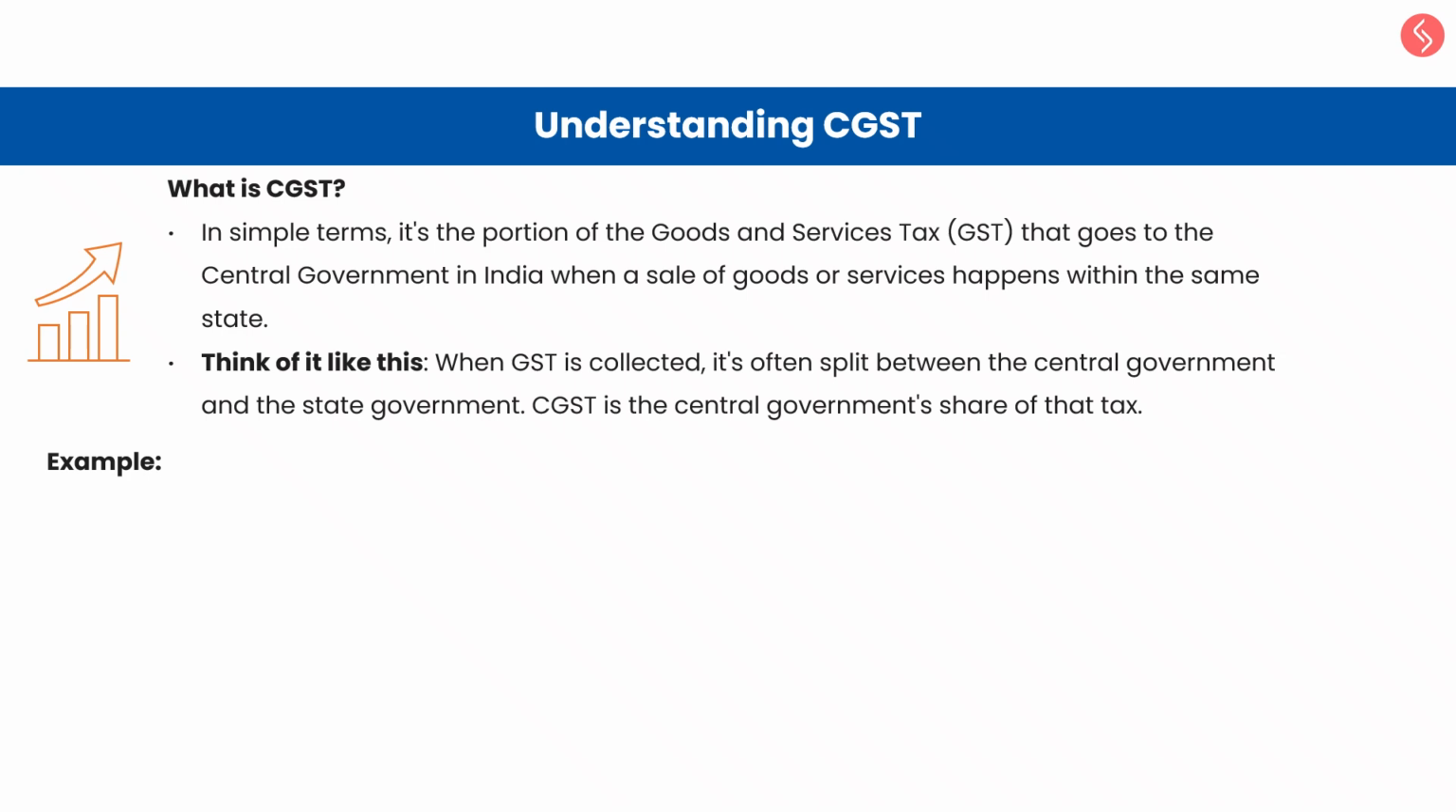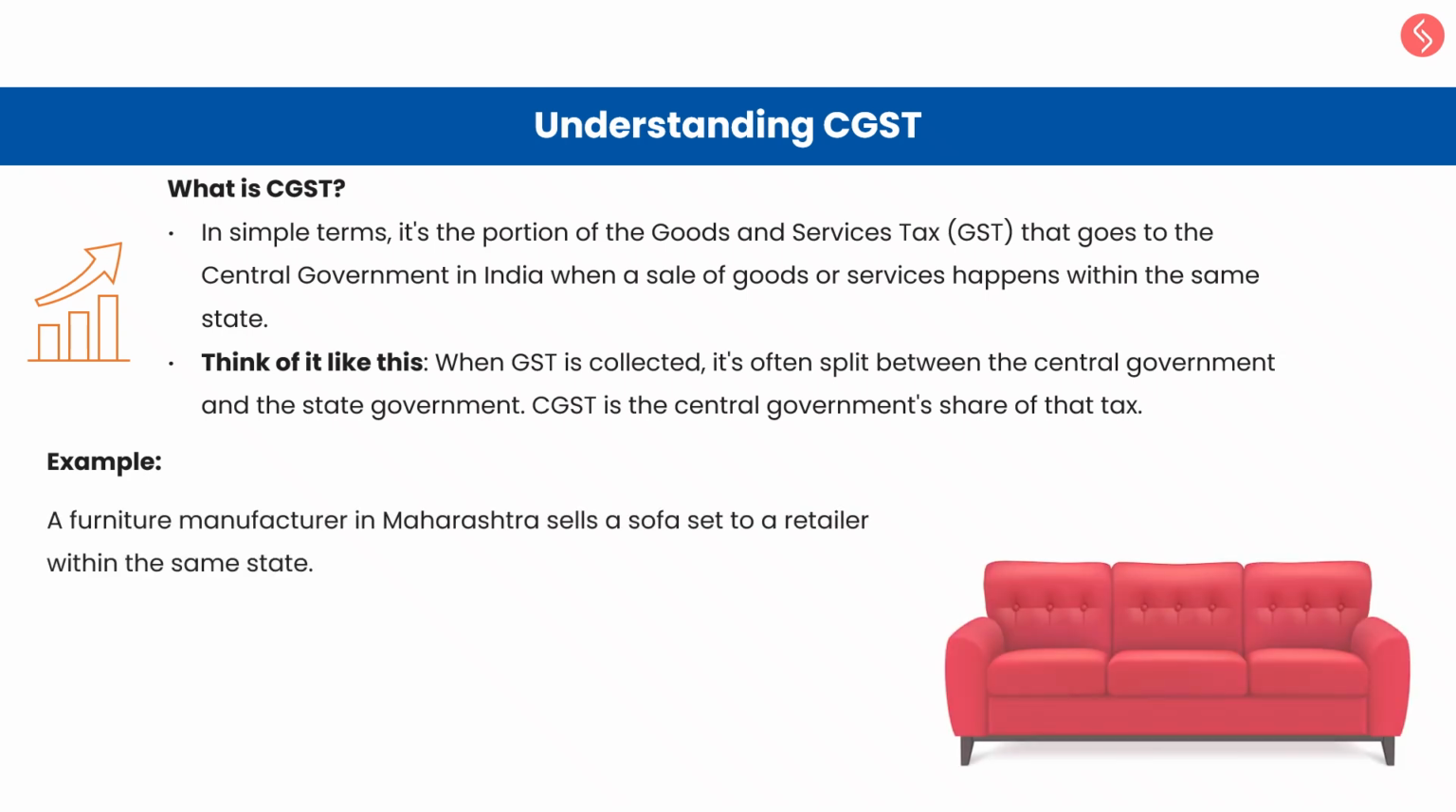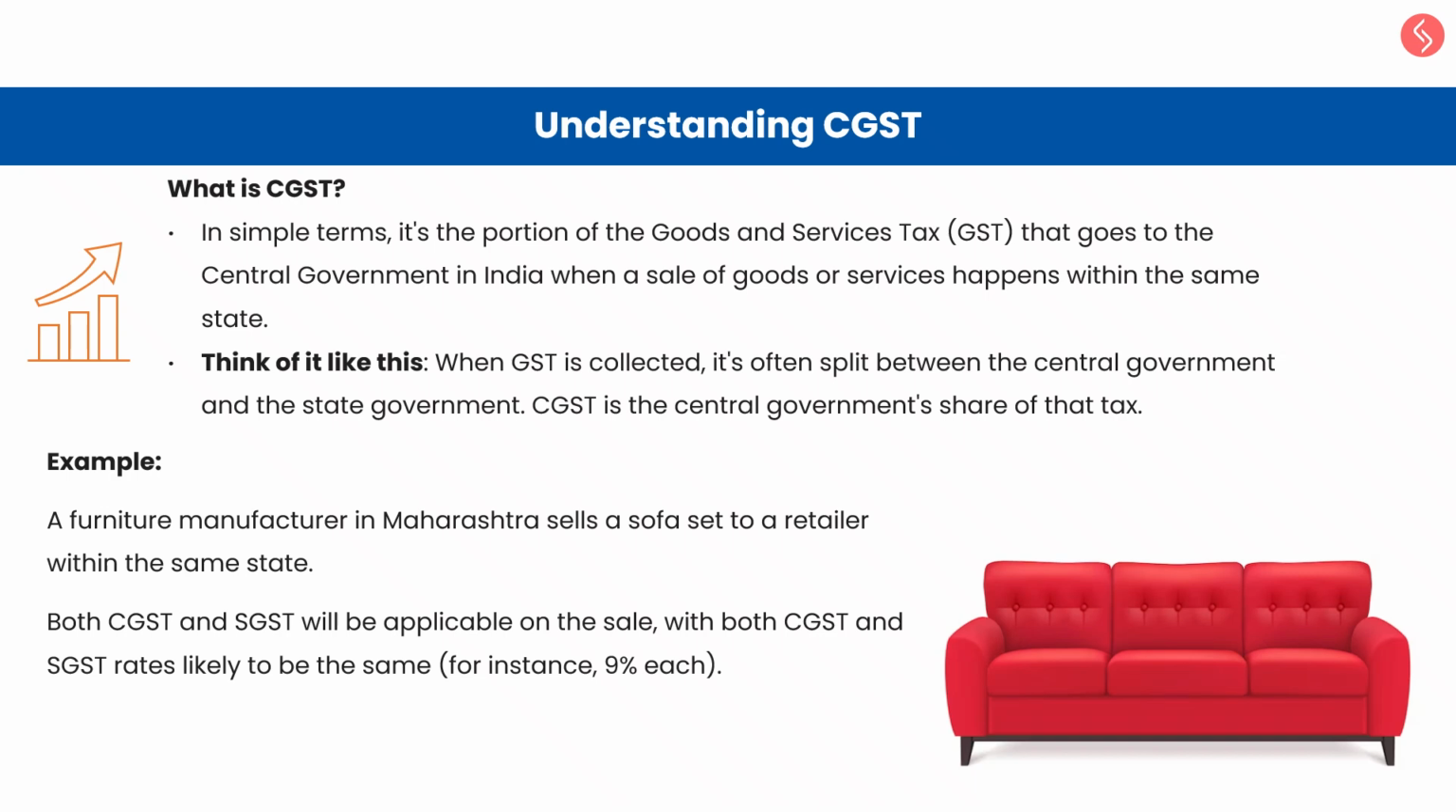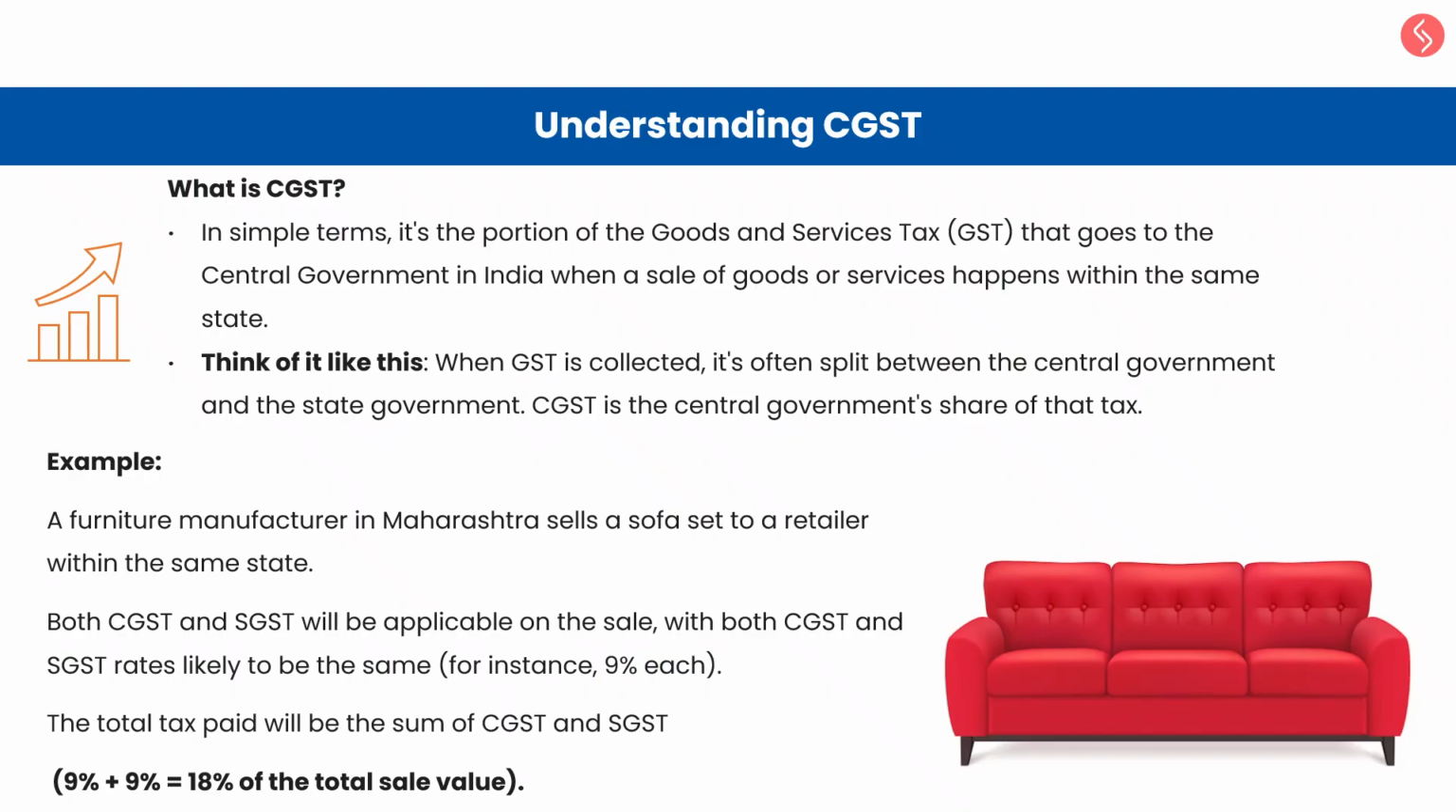Let's understand it better with an example. A furniture manufacturer in Maharashtra sells a sofa set to a retailer within the same state. Both CGST and SGST will be applicable on the sale, with both CGST and SGST rates likely to be the same, for instance, 9% each. The total tax paid will be the sum of CGST and SGST. 9% plus 9% equals 18% of the total sale value.